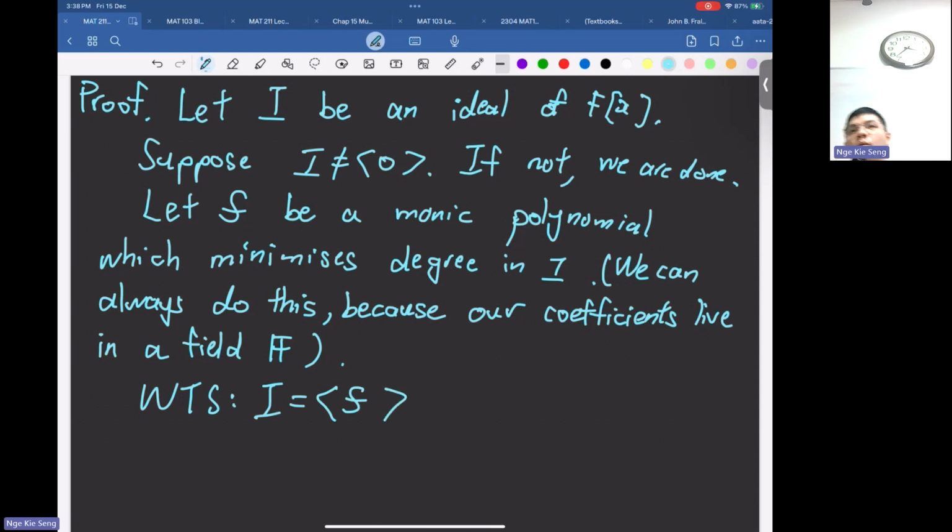So one direction is easy. Which direction? Whenever you see this, you should immediately split this statement into two. I need to show left to right and right to left. So which one is easier? Which inclusion is easier?